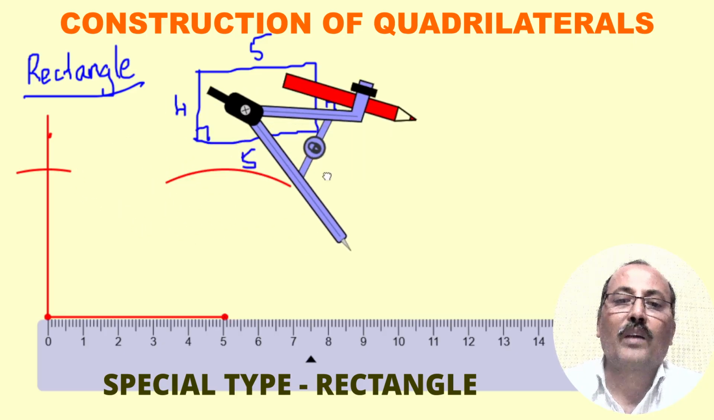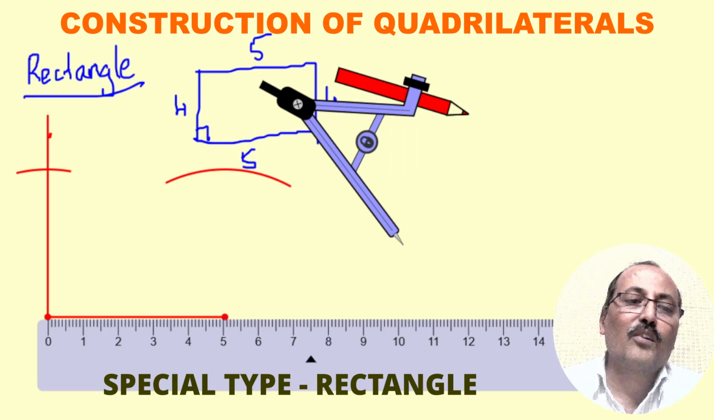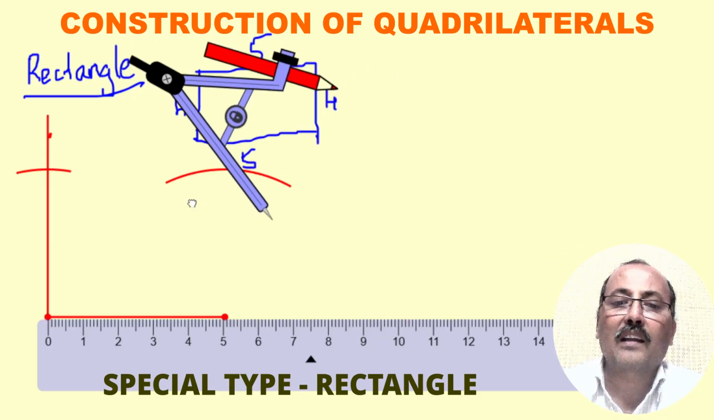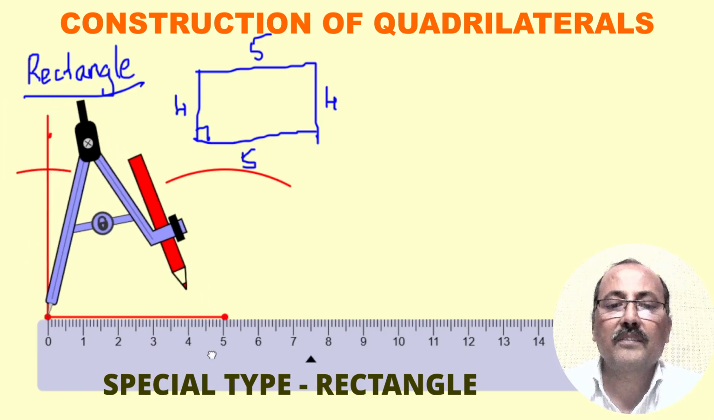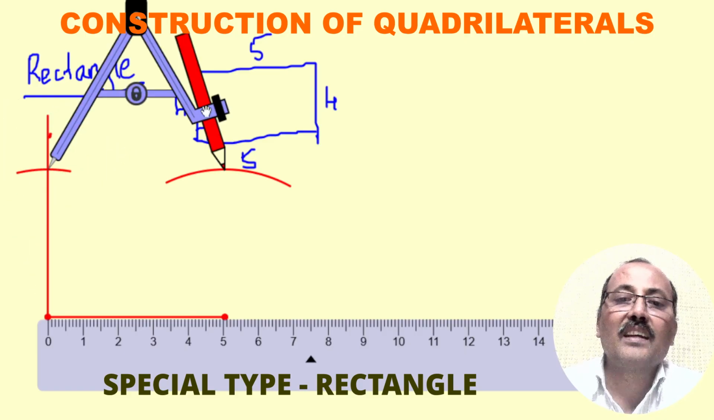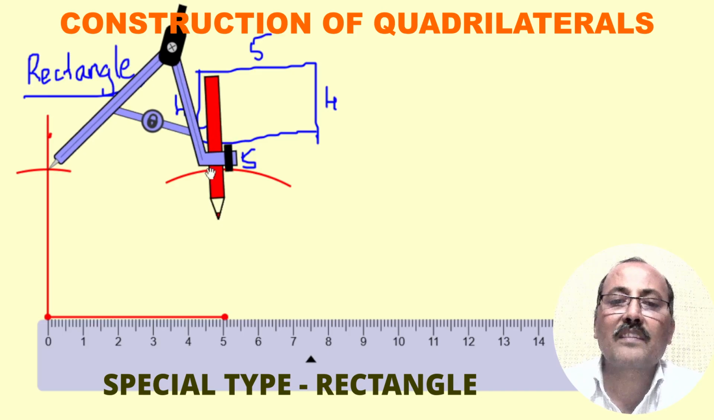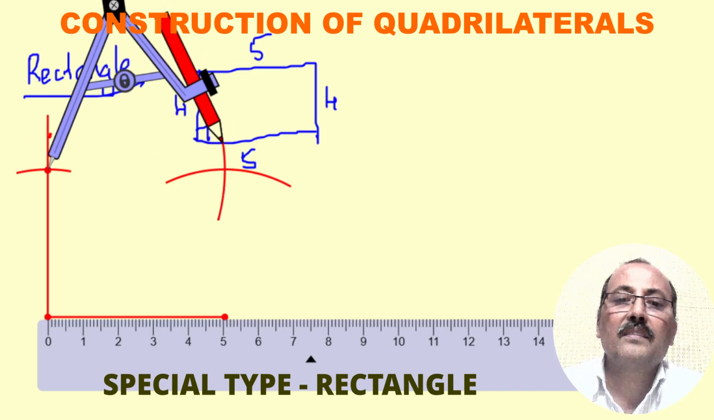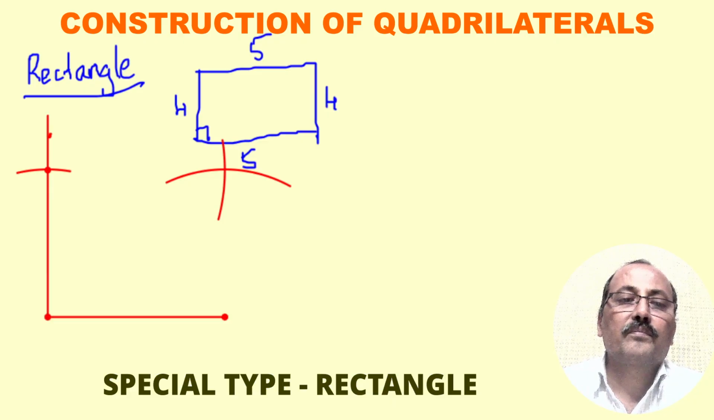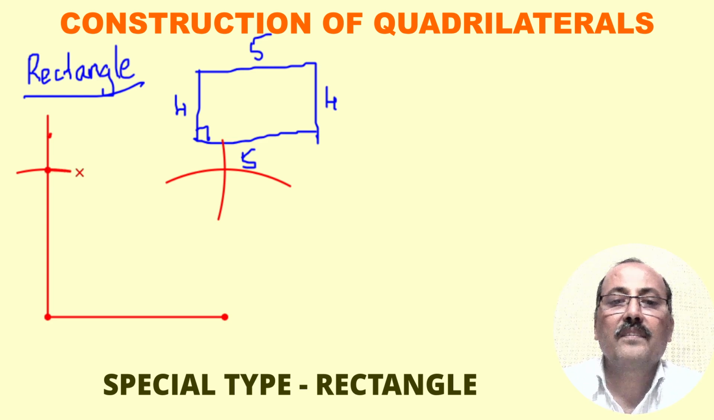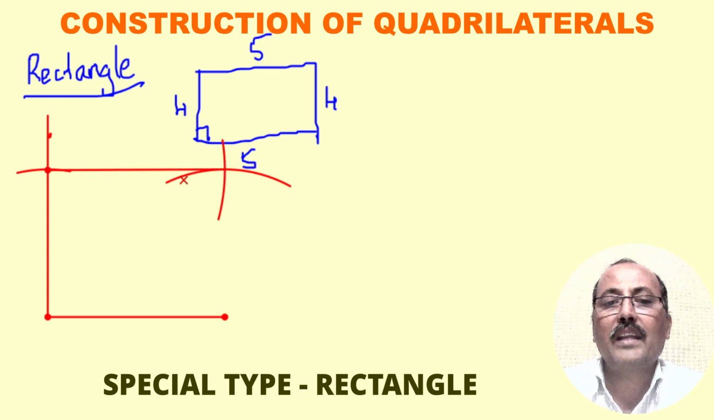Now remove this one. Now from here you have to draw a 5 centimeter arc. So keep it here and take 5 centimeter. Now keep the compass here and intersect the previous arc. Okay, now join these two lines, this intersecting point and this one.